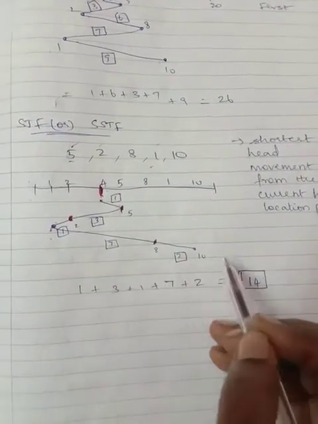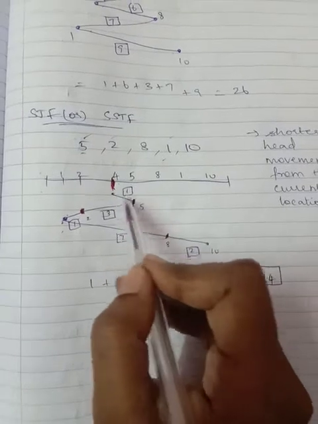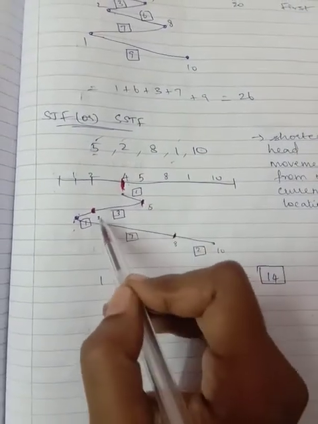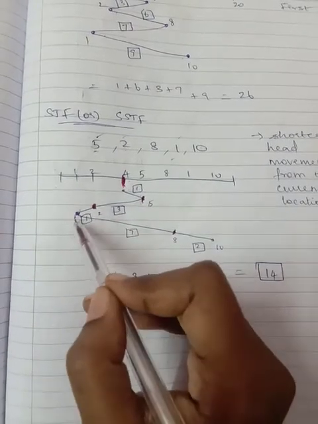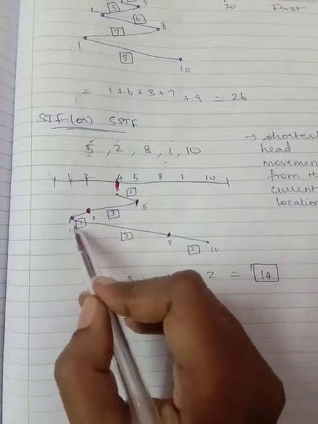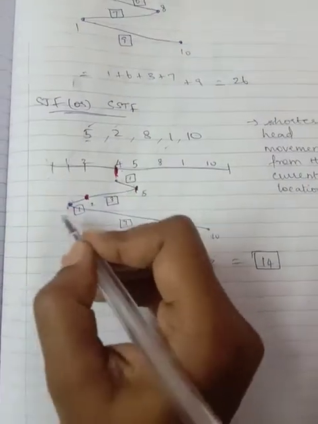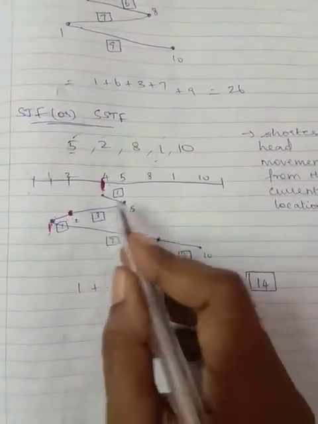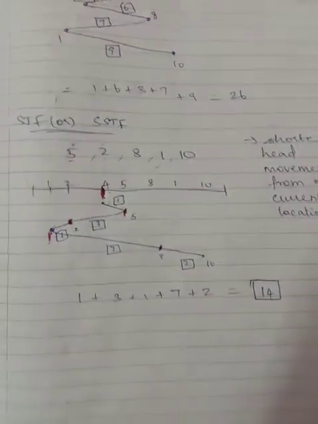So this is SJF, and then we have to find the distance between each and every point. 5 minus 4, 1. 5 minus 2, 3. 2 minus 1, 1. Then 8 minus 1, 7, and 10 minus 8, 2. We add all of these and we get 14.